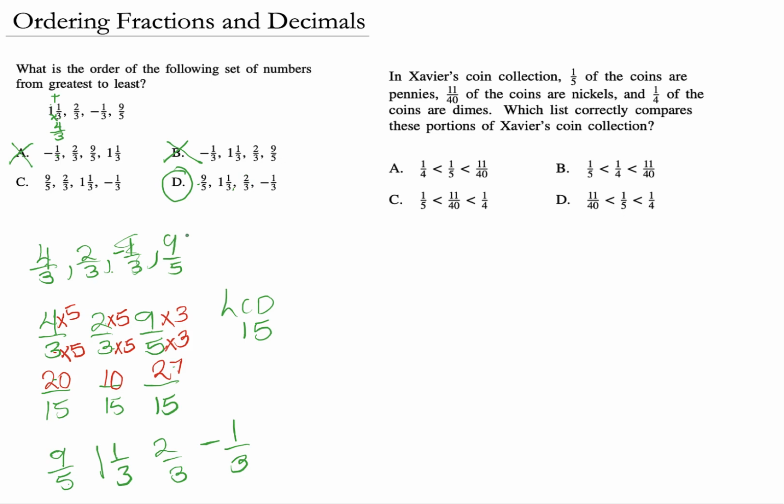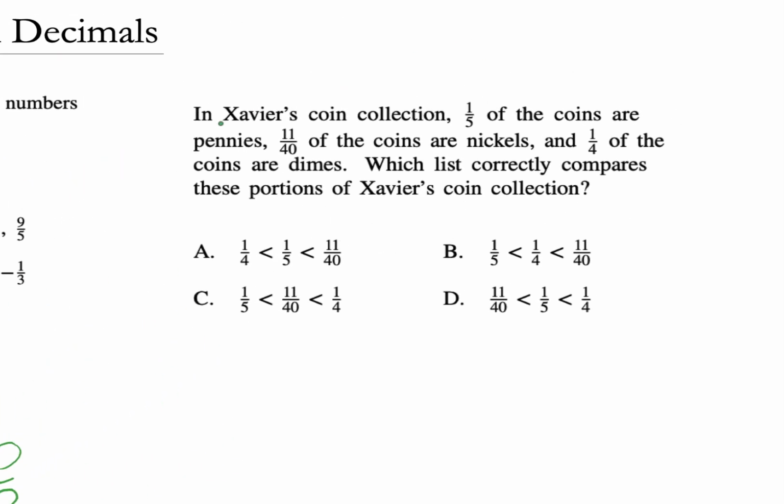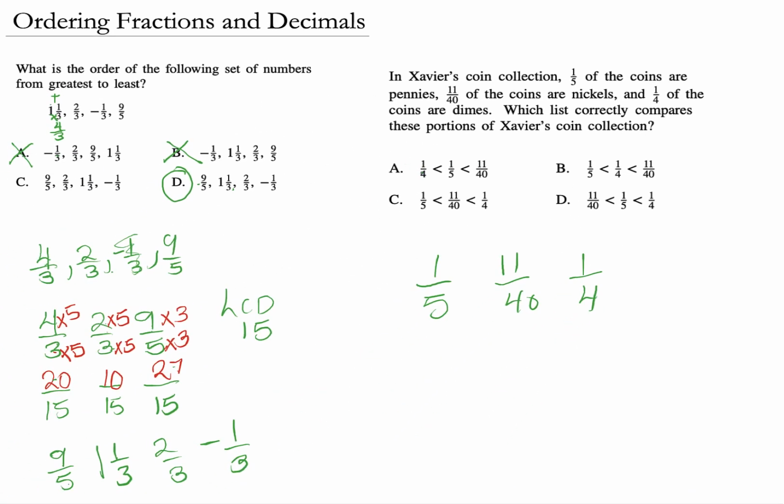Let's try it again. So in this problem, it says, in Xavier's coin collection, 1/5 of the coins are pennies, 11/40 of the coins are nickels, and 1/4 of the coins are dimes. Which list correctly compares these portions of Xavier's coin collection? So he has a 1/5, he has 11/40, and he has 1/4. Now, if you read this, this is saying 1/4 is less than 1/5, and then 1/5 is less than 11/40.